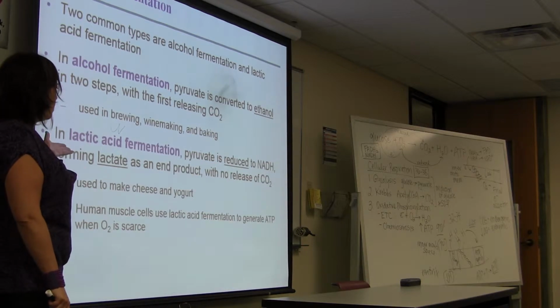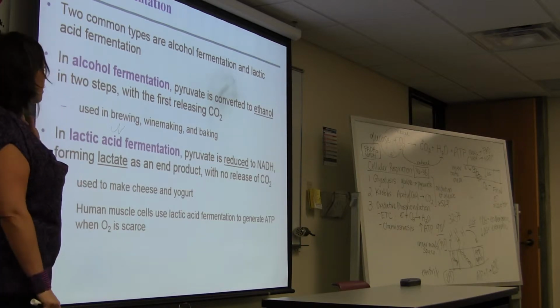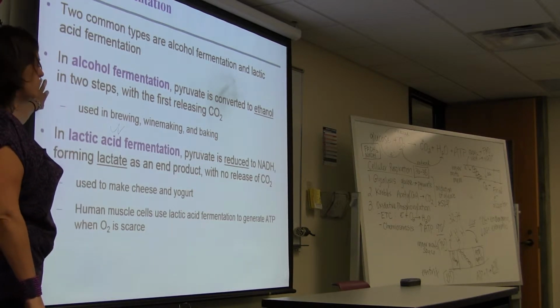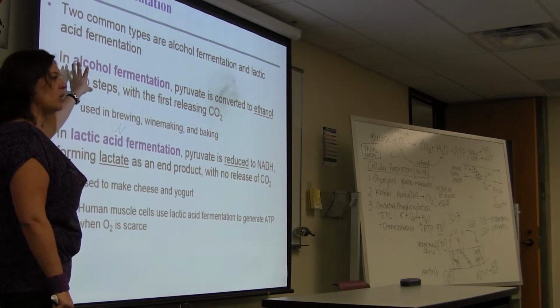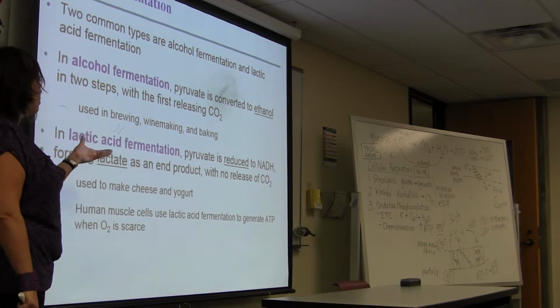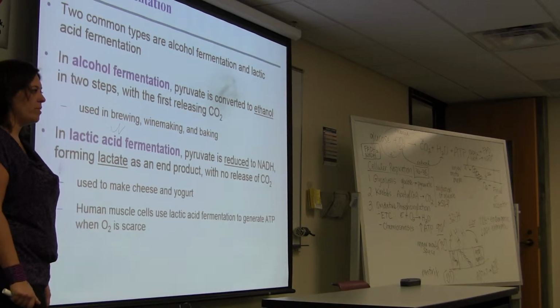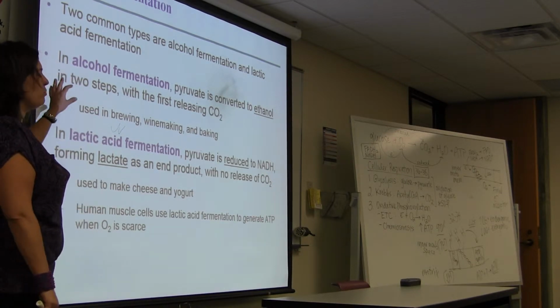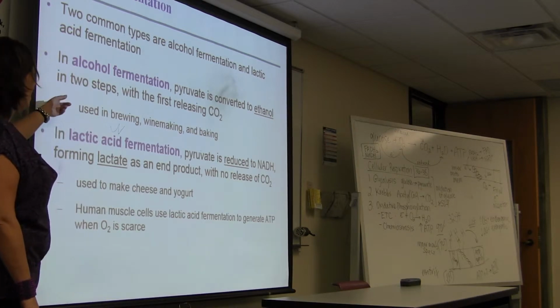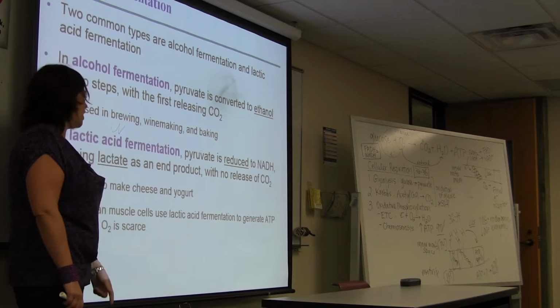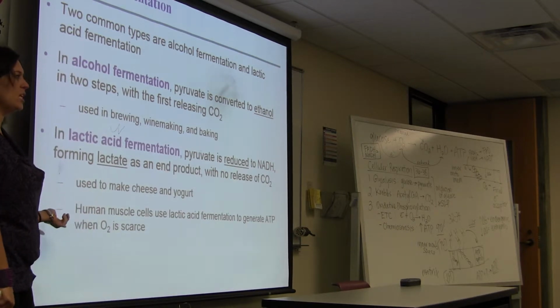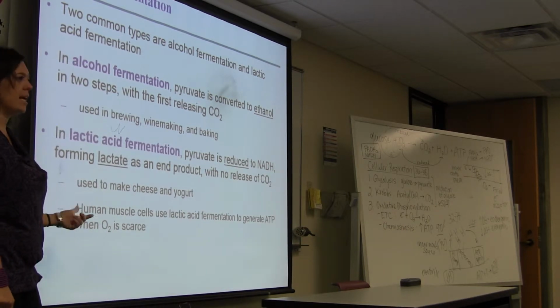And so there's two different kinds. You've got the alcohol fermentation. This is the type of fermentation that's used to make beers and alcoholic beverages. And then you also have lactic acid fermentation. Both of these are going to start with pyruvate, but in alcohol fermentation it's going to be converted into ethanol, and in lactic acid fermentation it's going to be converted into lactic acid.